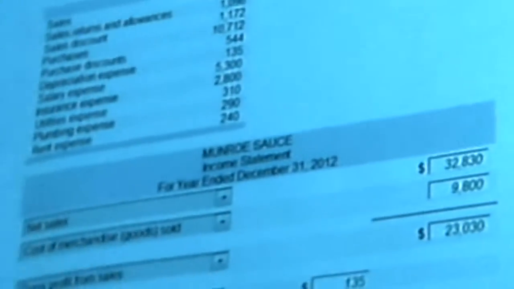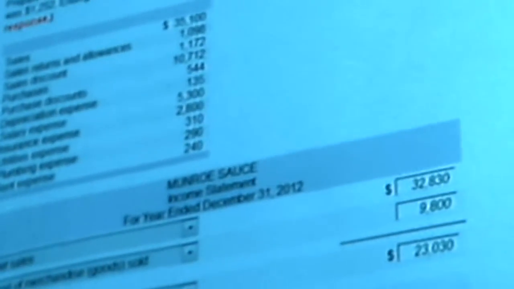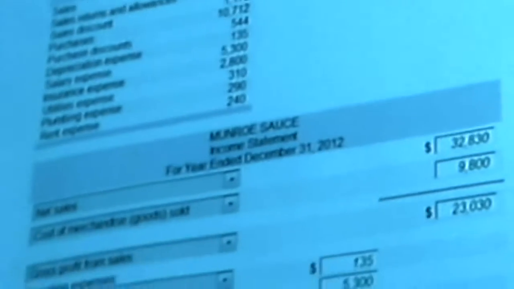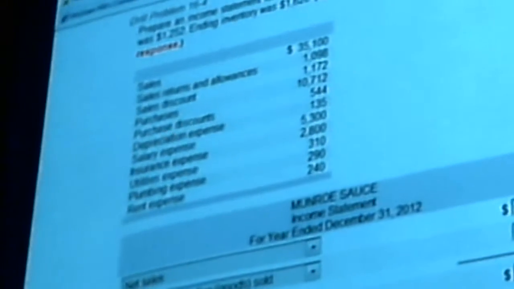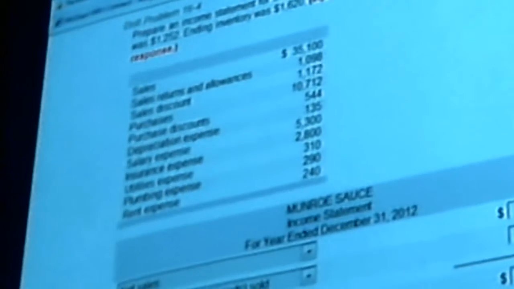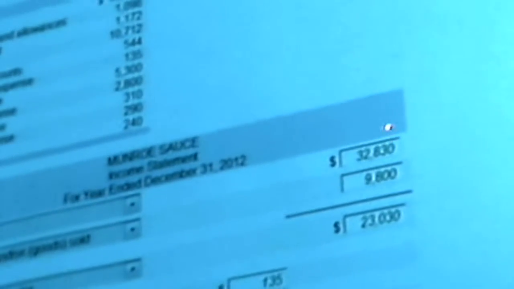Did they change it to use purchase returns too, or just purchase discounts? Both. Because I have minus purchase discounts or purchase returns. If they're up here, then you have minus ending inventory. You could just have it worded a little bit differently up there.